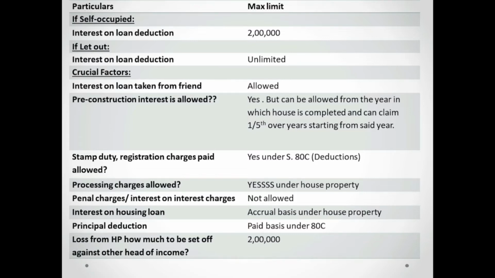Next, whether processing charges is allowed as deduction. Really very important, guys. On this processing charges, many people do really miss out to take this deduction.